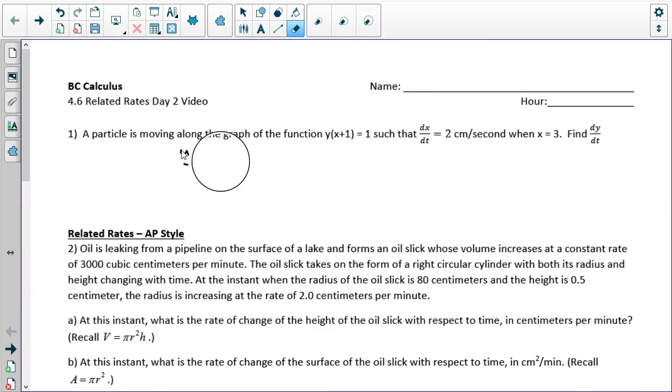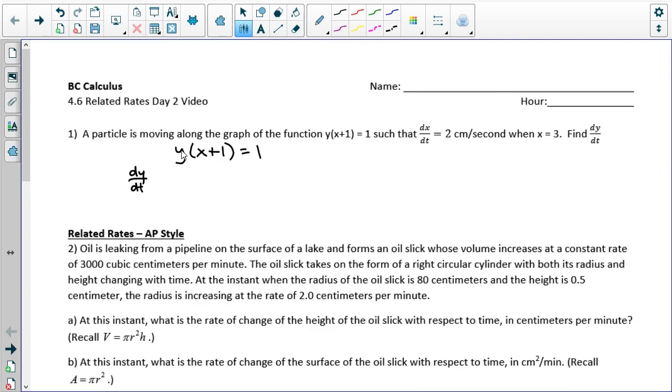So if we have y times x plus 1 equals 1, this is something that we would use implicit differentiation on, and this has a product rule. So the derivative of y is dy dt, and since we're taking the derivative with respect to time, since the particle's moving, it's going to be with respect to t. So times x plus 1 plus the derivative of x plus 1, which is just dx dt. So we have y dx dt equals 0 since the derivative of any constant is 0.